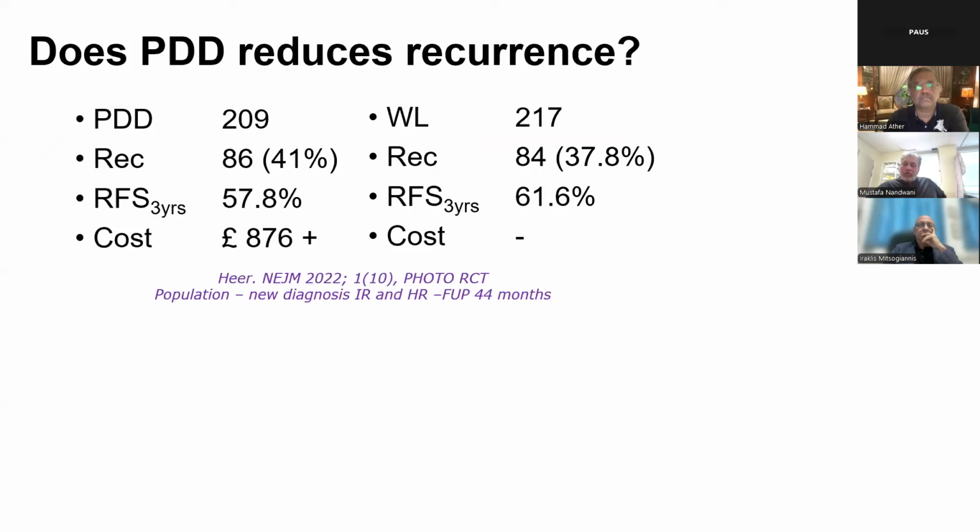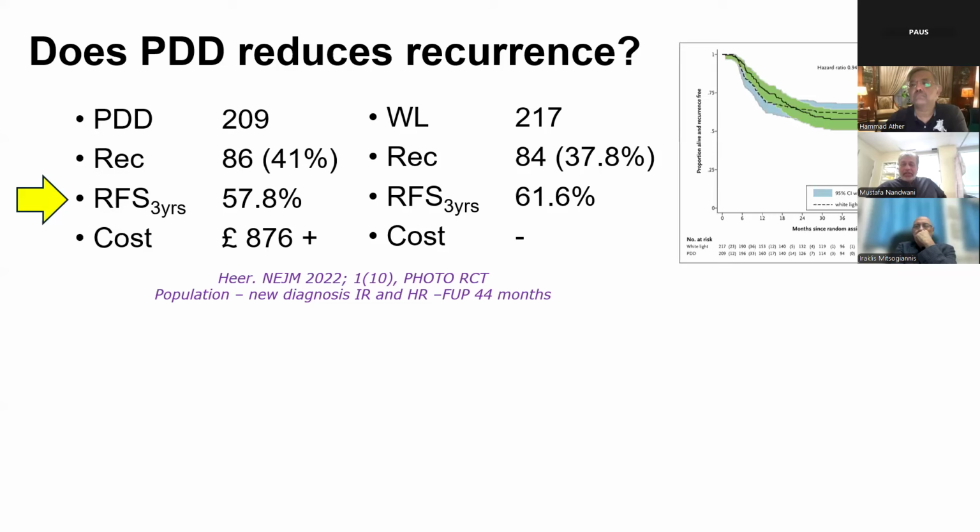So can you say that PDD reduces recurrences? If we look at more studies later on, there is no significant recurrence-free survival benefit with PDD. I'm not sure what the reason is, but secondly, it's costly as well. It could be that people are becoming more meticulous with white light cystoscopy and spending more time. That could be the reason. I'm not sure why the results were like this. On the right, you'll see there was no significant difference.